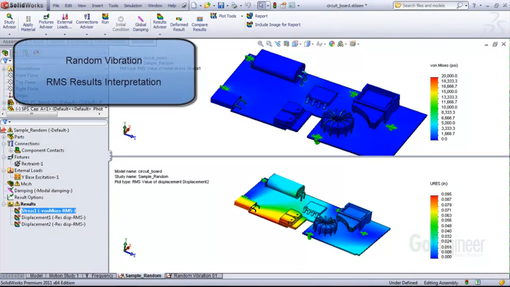In this video, we've discussed how you can interpret the results from random vibration RMS plots.